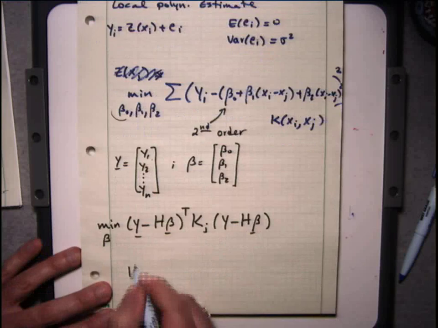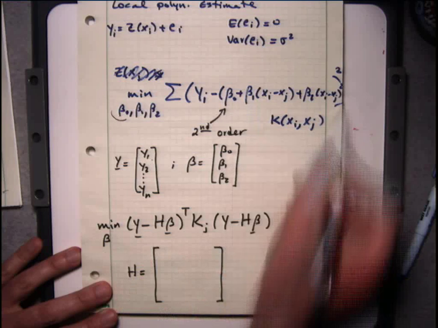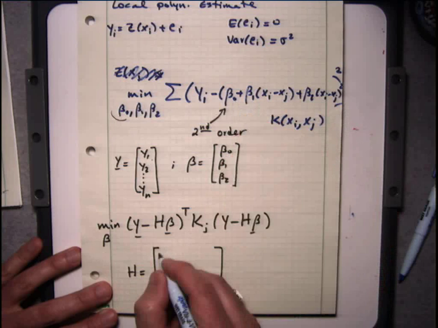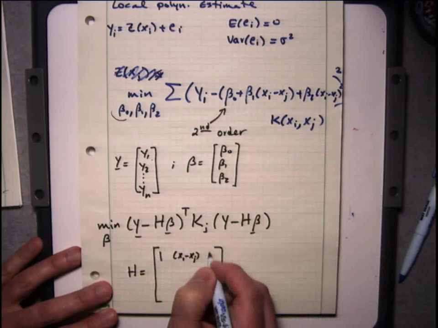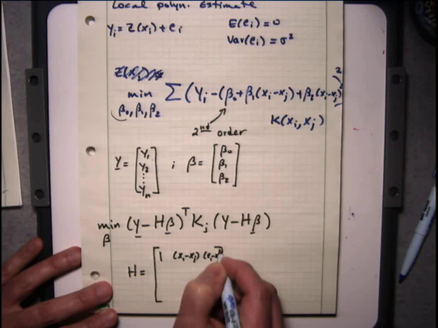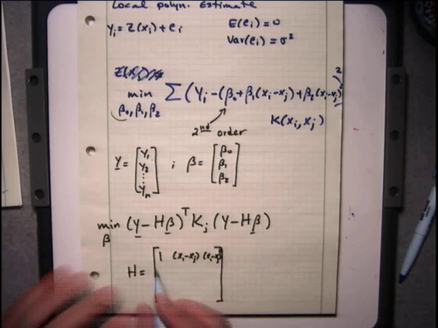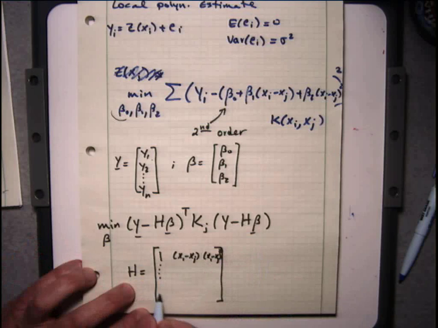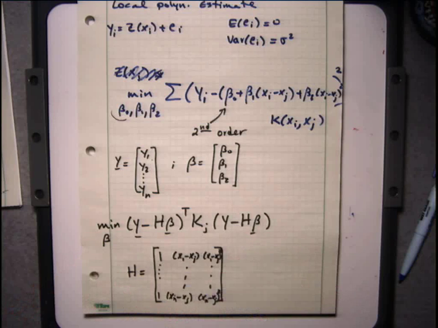And what's H? H basically captures the model here. For beta 0, you have 1. For beta 1, you have x_1 minus x_j, and here you have x_1 minus x_j squared. Sorry, this is probably not legible. And then so on, down to 1, x_n minus x_j, and x_n minus x_j squared. Does that make sense?